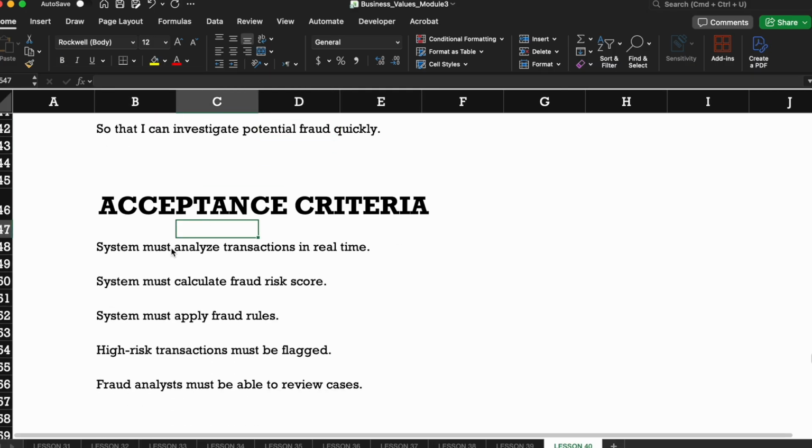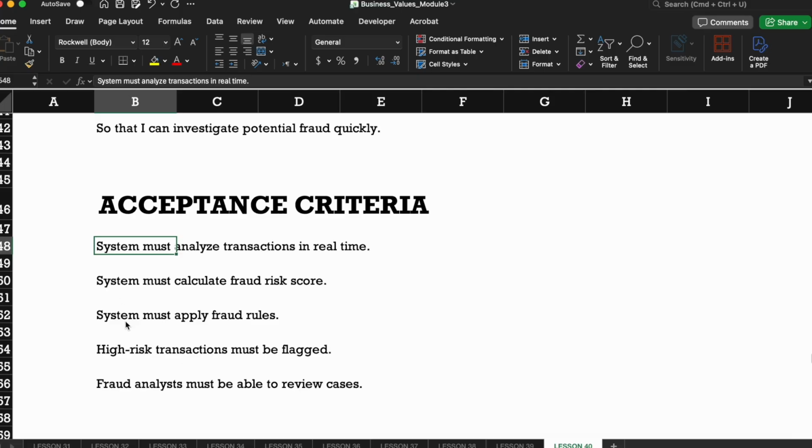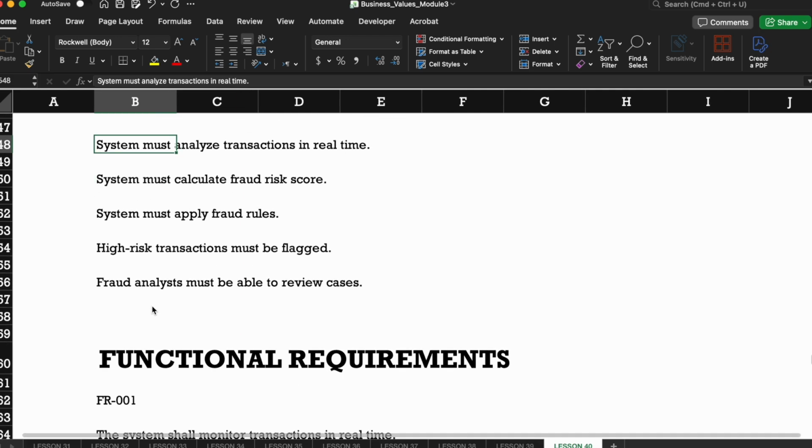Acceptance criteria: the system must analyze transactions in real time. The system must calculate the fraud risk score. The system must apply fraud rules. High risk transactions must be flagged. A fraud analyst must be able to review cases.